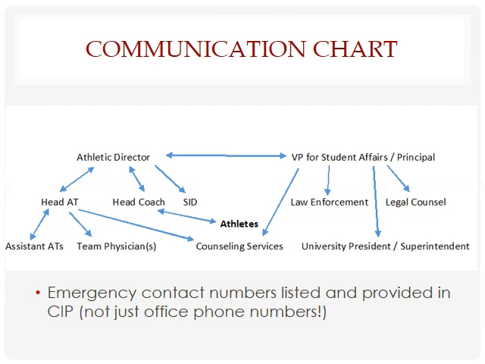A communication chart is a good idea to implement in a catastrophic incident plan, so that all personnel involved in a catastrophic management team know whom they should contact. In addition to the communication chart, emergency contact numbers should be listed and provided in the catastrophic incident plan. These should not just be office phone numbers. They should be personal cell phone numbers because very often catastrophic events may occur outside of normal working hours.